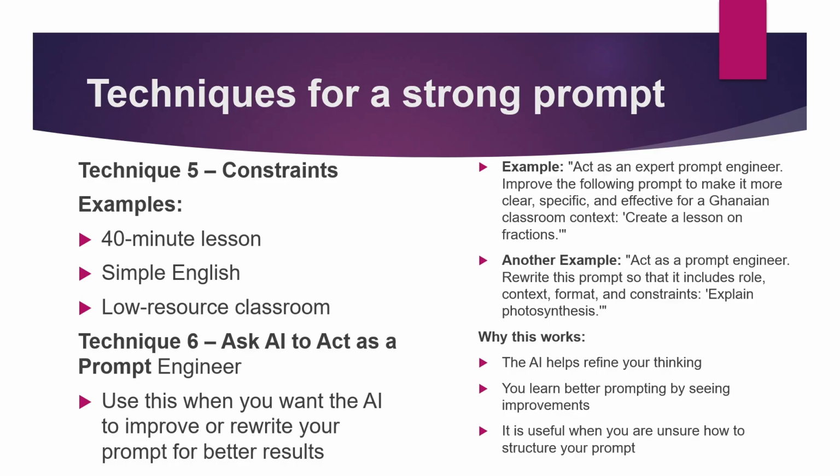Technique 6 is ask AI to act as a prompt engineer. This is the most logical and most important aspect of using AI. If you are not conversant with how to ask AI, the right question to ask AI, what you should do is use AI as the prompt engineer. You understand? Use this when you want the AI to improve or rewrite your prompt for better results.